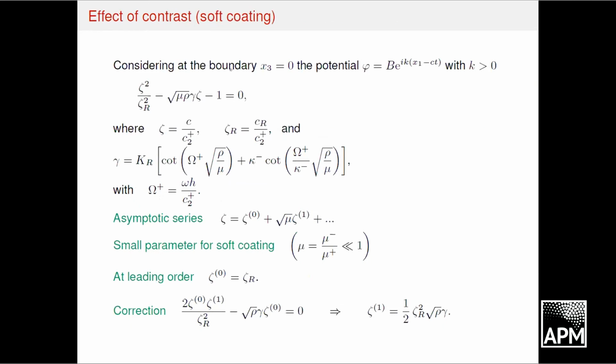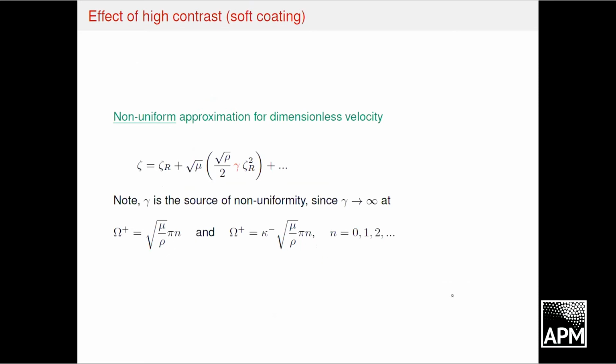So if we start analyzing this equation and want to derive the associated dispersion relation, this is what we will have. So if mu is small, then at leading order, we have just zeta equals zeta_R. So that would be associated with c equals c_R. However, if we want to get a correction, this is what we will have. So this will be the corrected coefficient here, and this is the resulting approximation. So we have this Rayleigh wave speed plus a correction.